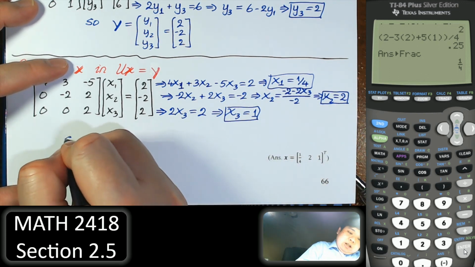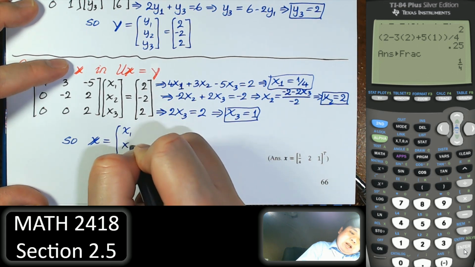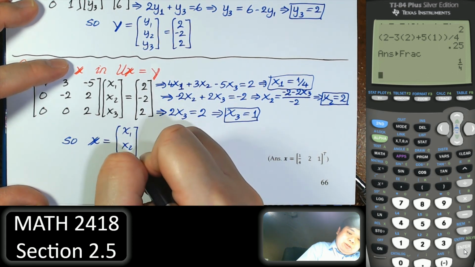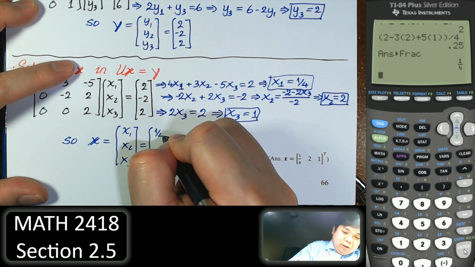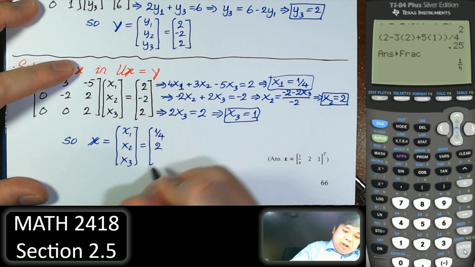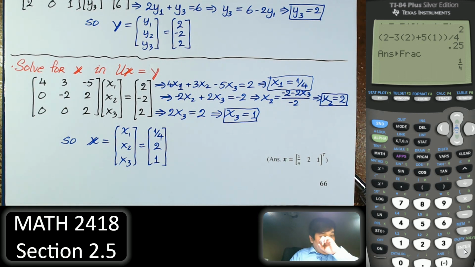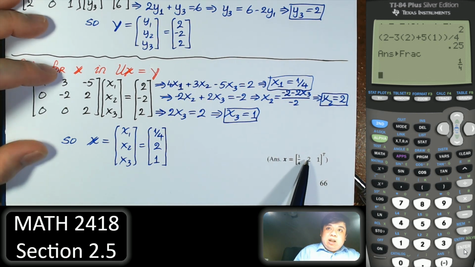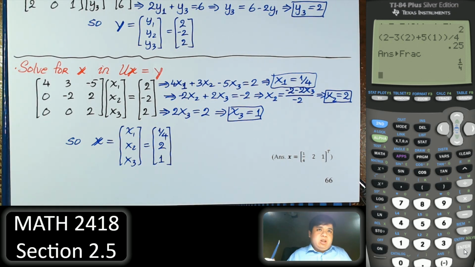So we have x1, x2, x3 equal to 1/4, 2, and 1. Usually in the book when they try to save space, they write the row and then transpose. It would turn into a column because it's a vector. Right. So that's what we learned in this section called the LU factorization.